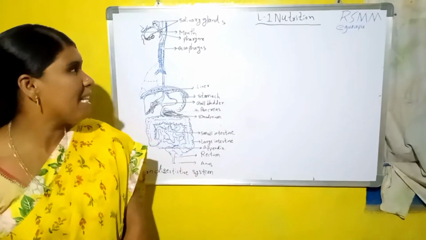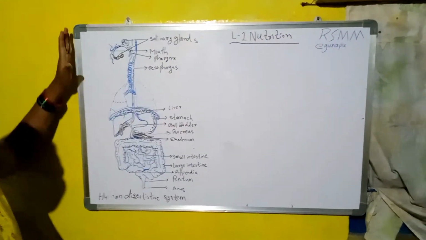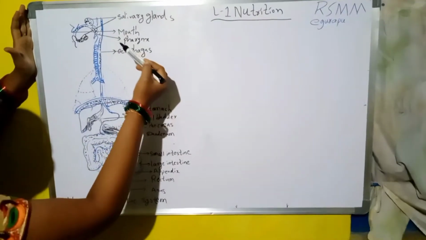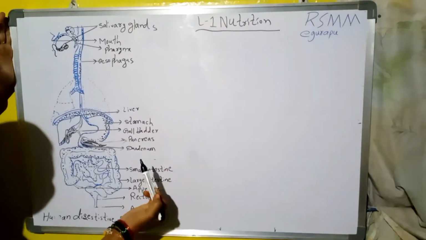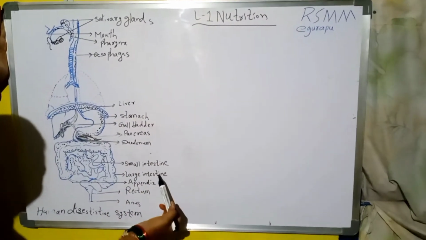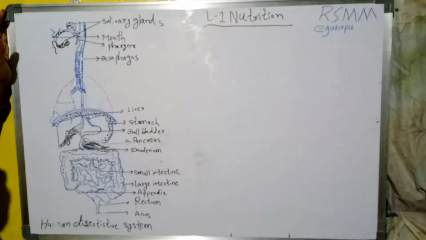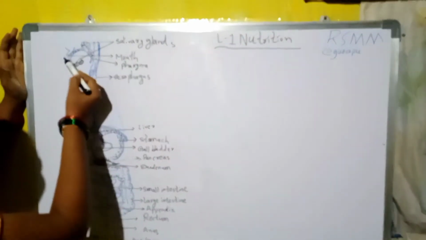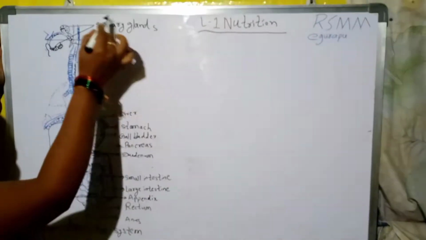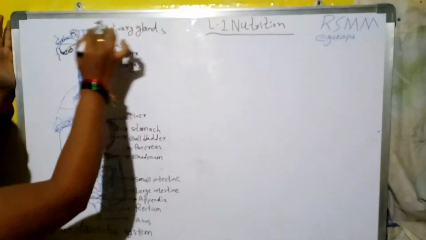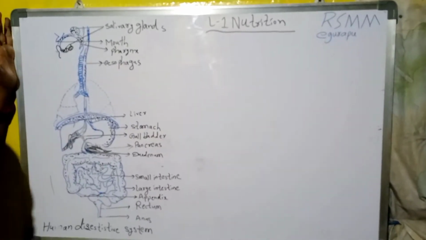It has complexity. Why? Because it has different parts like mouth, pharynx, esophagus, liver, stomach, gallbladder, pancreas, duodenum, small intestine, large intestine, appendix, rectum, anus. The human digestive system starts with the mouth and ends with the anus. That's why it has a complex nature.